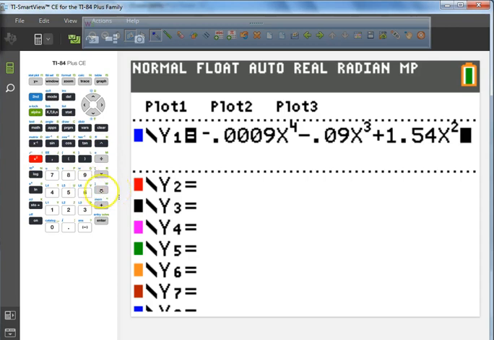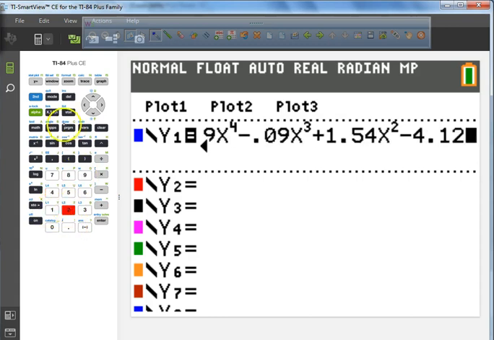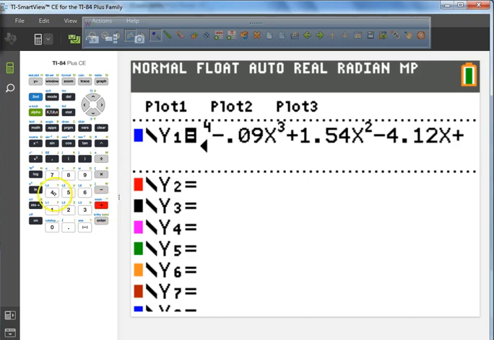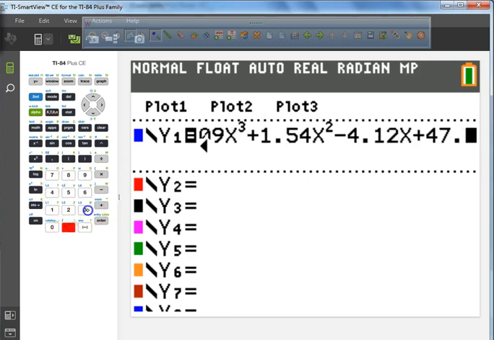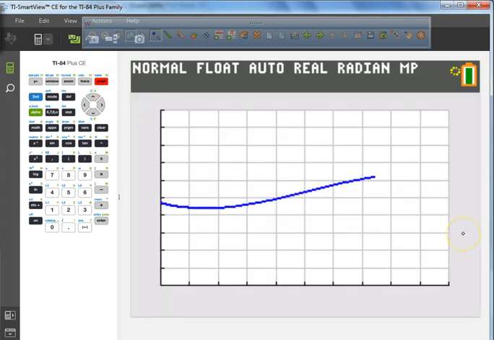Minus 4.112x, 4.12x, got it, plus 47.37. 47.37. Okay. So once you guys have that all nicely typed in, look at your paper. Everything's typed in. Then and only then I want you to hit the graph button. And here you see a graph.